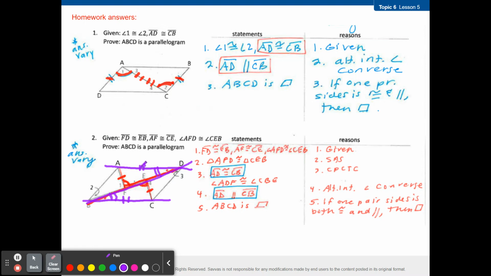And so we've got the congruency and at least the angles to show that these two are parallel. By CPCTC, we know that AD is going to be parallel to BC by the converse of the alternate interior angles theorem. Sorry, it's kind of in reverse there. And then because you have opposite sides congruent and parallel, it has to be a parallelogram.